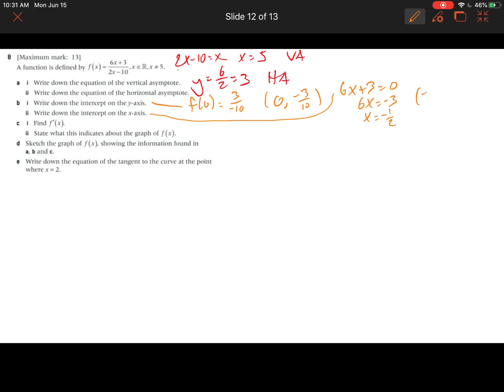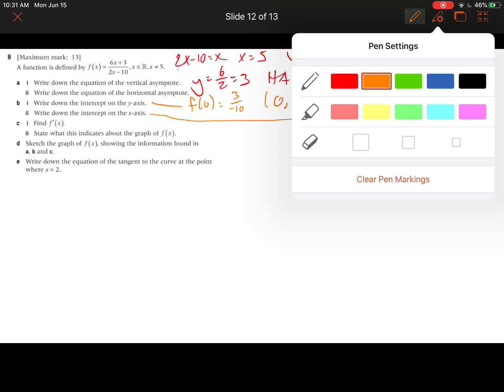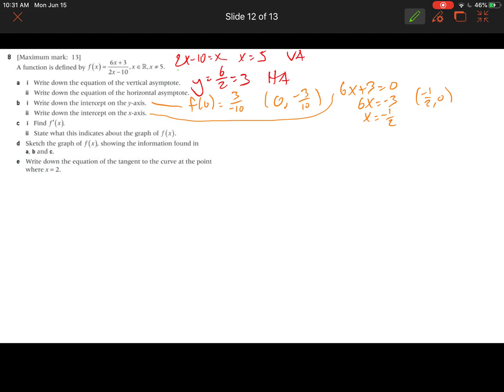That means 6x equals negative 3, x equals negative 1/2, and it's the point negative 1/2, comma 0. Please put these things as ordered pairs like that, not just a single value. Part C says to find f prime of x.